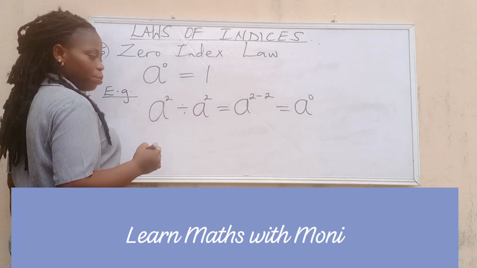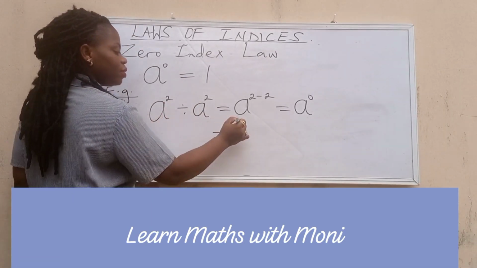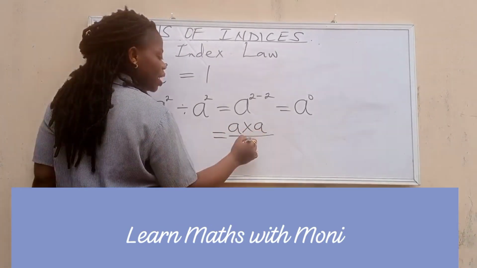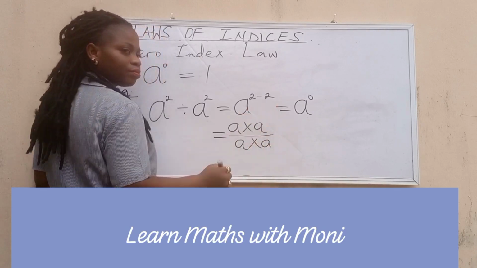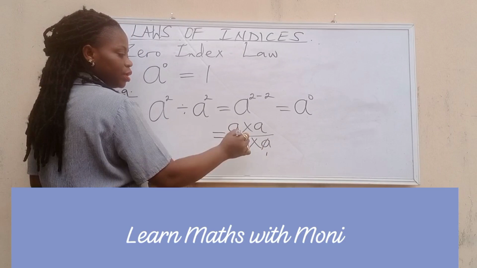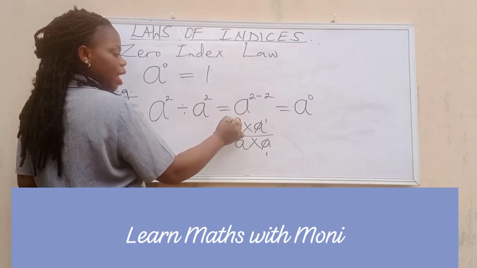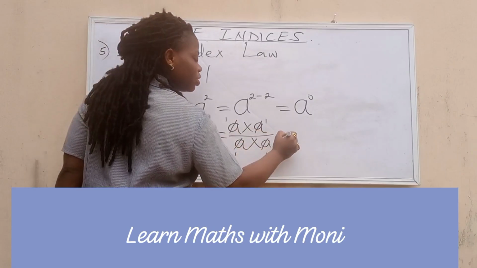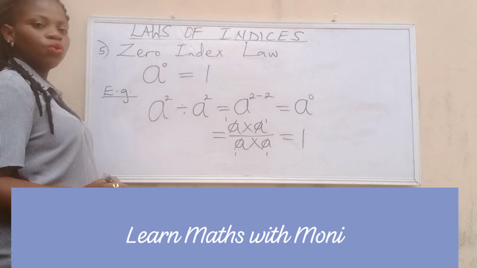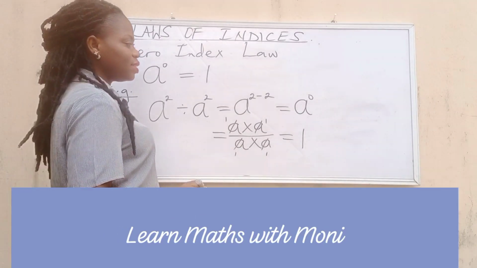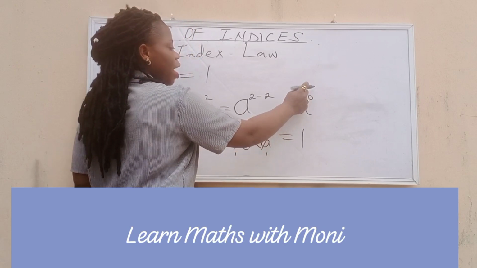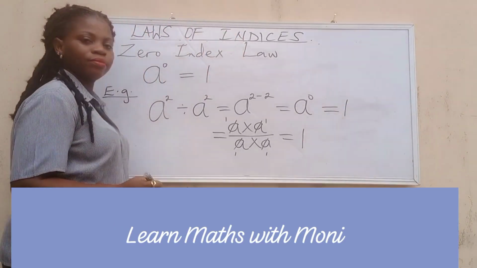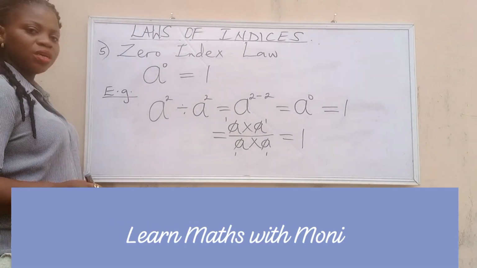In the expanded form, I can say I have a times a, that is a raised to power 2, divided by a times a. A divided by a is what? A divided by a is 1. A divided by a giving 1, which means my answer is equal to 1, implying that the a raised to power 0 I have here is actually equivalent to 1. A raised to power 0 is equal to 1.